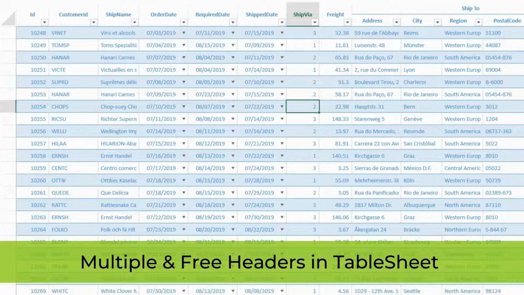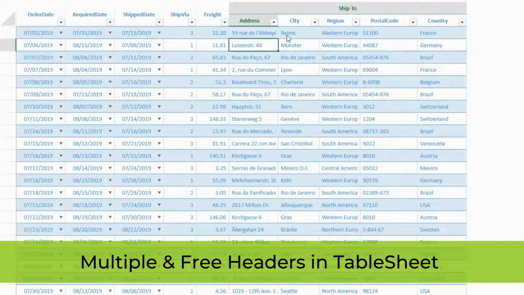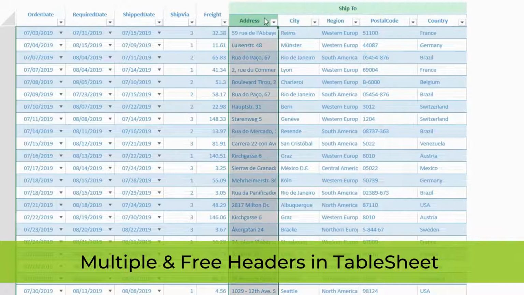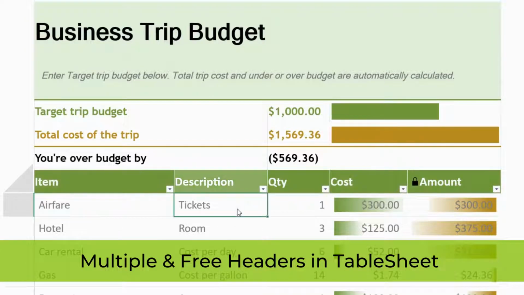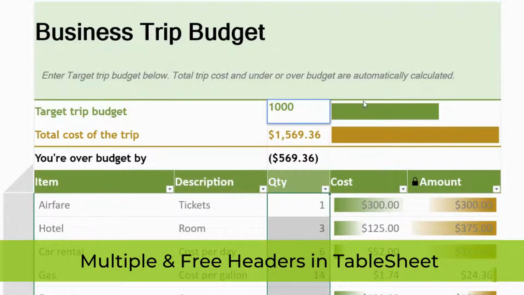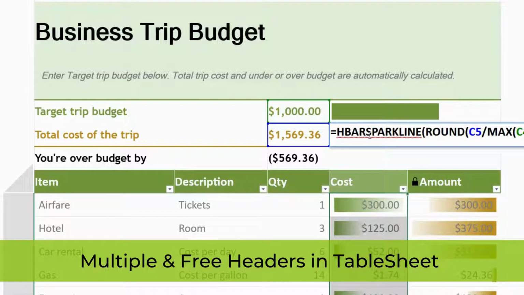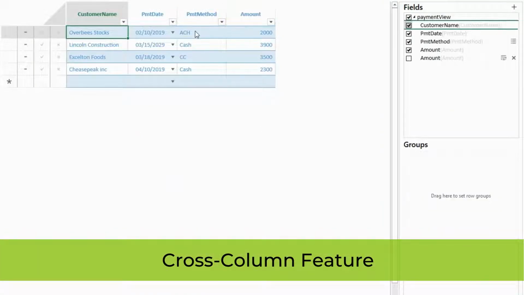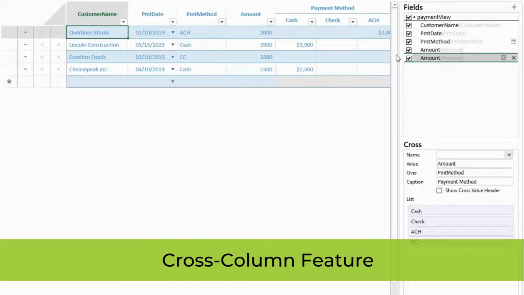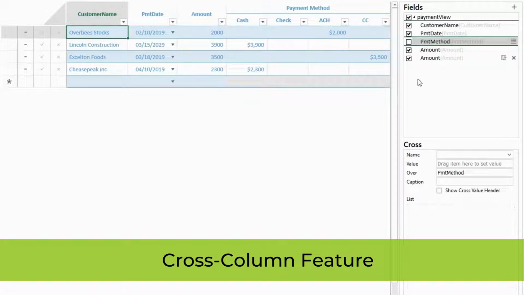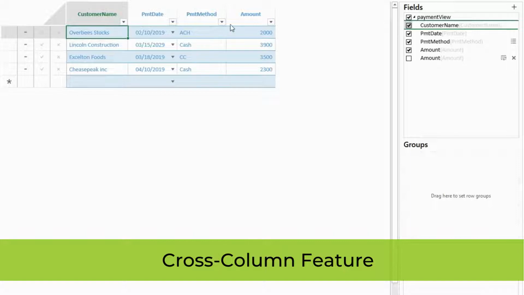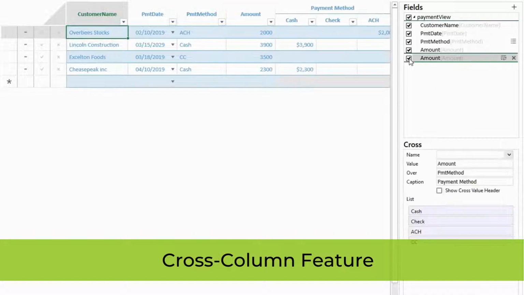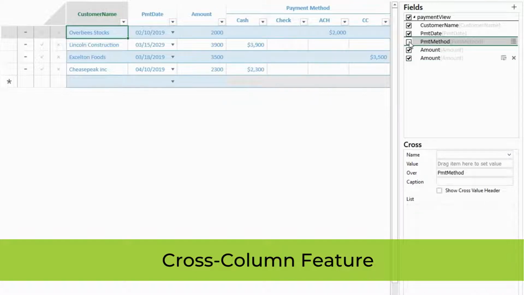SpreadJS table sheets have been enhanced with support for multiple headers and free headers, which let you create a dynamic spreadsheet-like header area above the table sheet, with the ability to add formulas, sparklines, and other spreadsheet capabilities. Cross-column is another powerful table sheet feature that essentially presents fields from multiple related tables in a single view, which can be useful for something like having multiple payment methods that can be calculated individually. Cross-column pivots data like this into a more streamlined view, like a pivot table but for data entry.